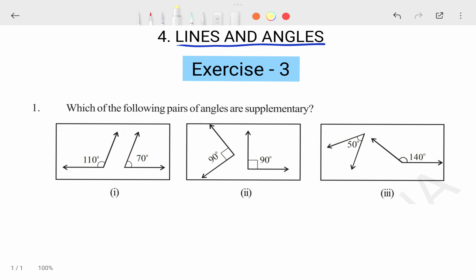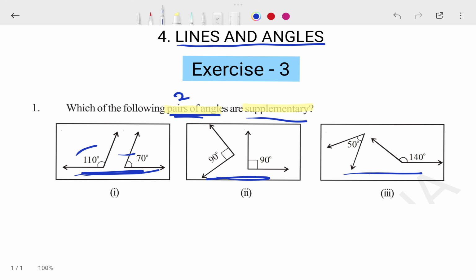The first question is telling here: which of the following pairs of angles are supplementary? What is meant by pairs? Pair means two. Here in the first figure there are two angles, one here and one here. So pairs of angles means there have to be two angles, and we have to find whether the pairs of angles are supplementary or not.